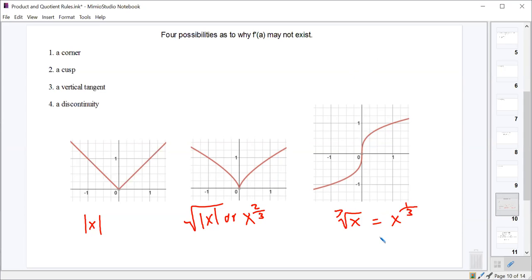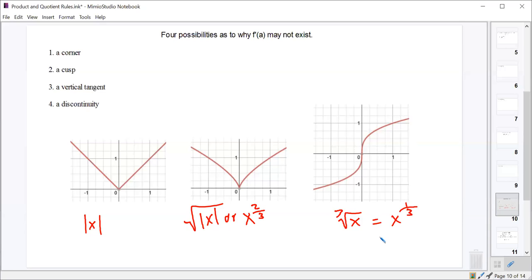Everybody good with those three? All right. And then the last one is if the original function has a discontinuity. Well, that's pretty self-explanatory. If the function doesn't exist at a point, then how could it have a tangent line? We couldn't find the slope of the tangent line at that point because there's no tangent line, because the function itself doesn't exist at that point. So anytime there's a discontinuity.